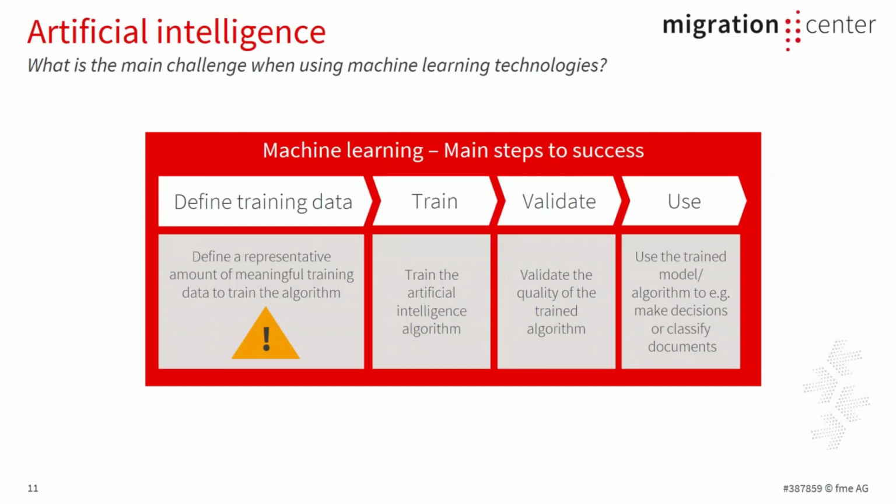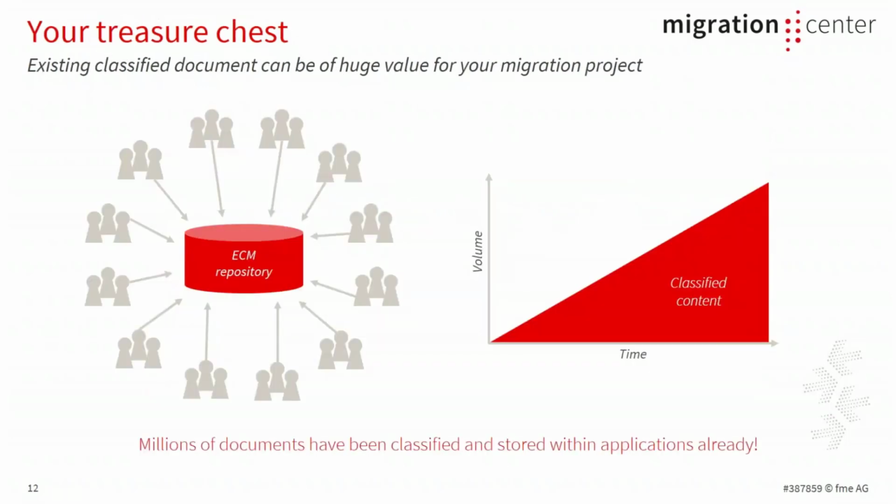Our customers ask us, but do we really have a representative amount of meaningful training data available today? And we believe you do. Because many of you have run ECM applications for decades, and over these years, users typically create terabytes of manually classified documents in the existing ECM application. These classified documents are a real treasure trove for a migration project, and our AI auto-classification module is the right technology to dig up this treasure.